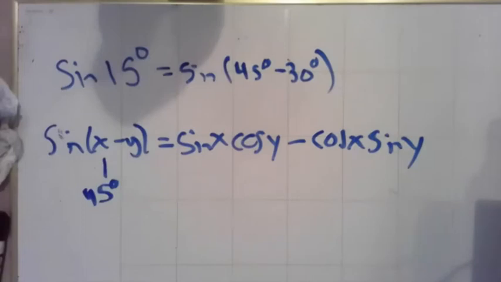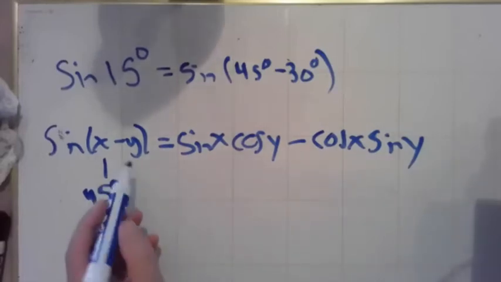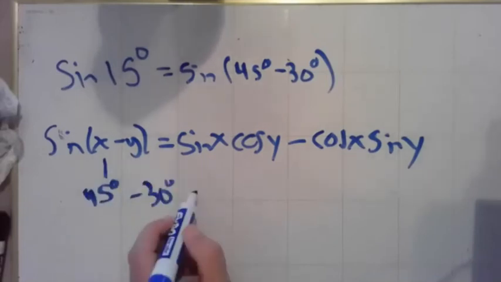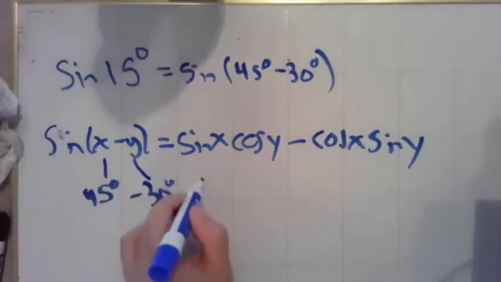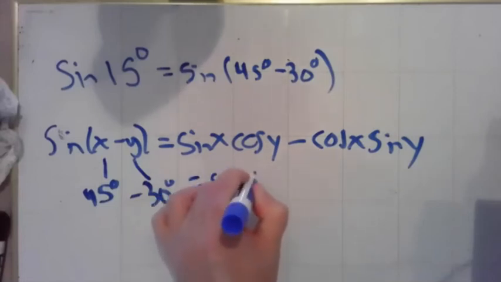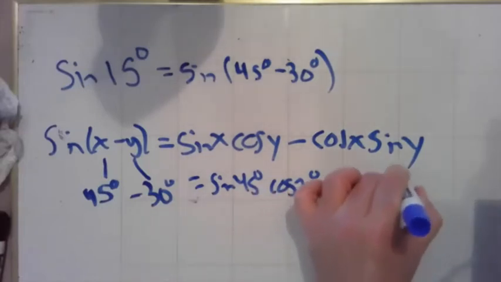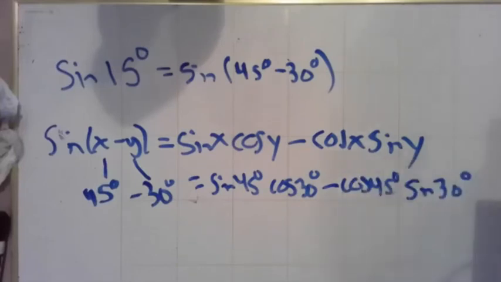degrees. Remember, this was a problem on the midterm. Anytime you write an angle in degrees, you have to put the degree symbol. A lot of people made that mistake all over the place. If you're writing an angle in degrees, degrees have units. You have to put a degree symbol. So sine of 45 minus 30. So x is 45, y is 30. So this will equal sine of 45 cosine of 30 degrees minus cosine of 45 degrees sine of 30 degrees.